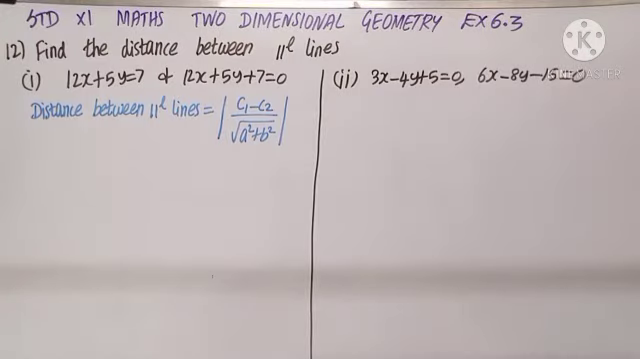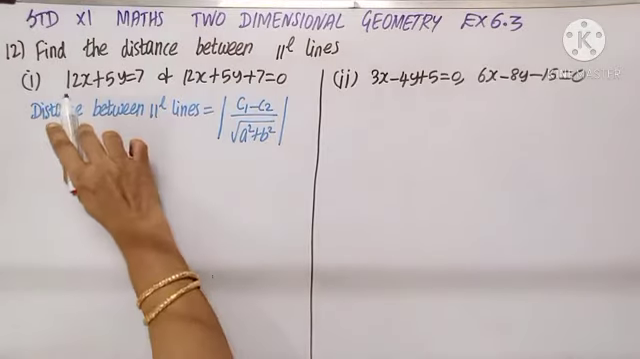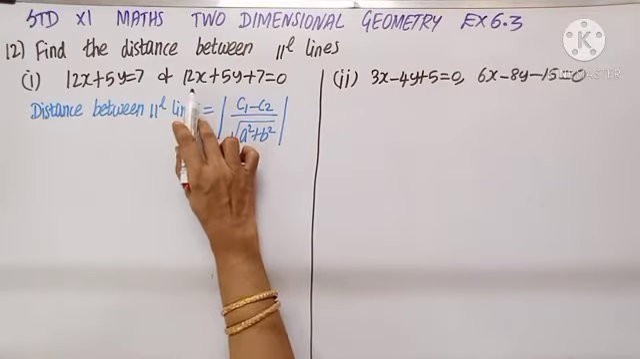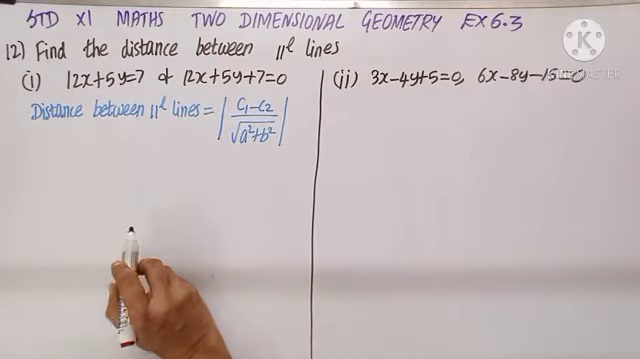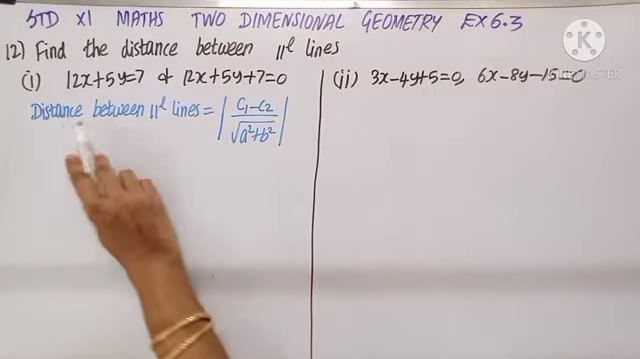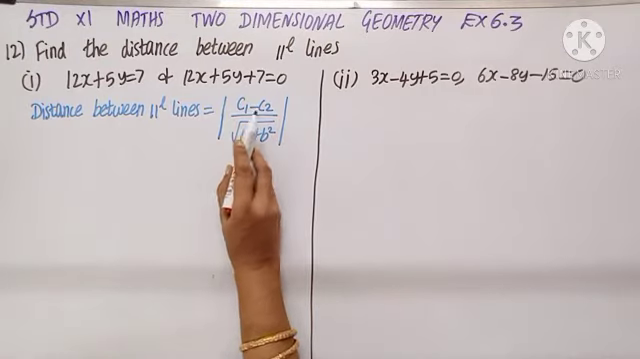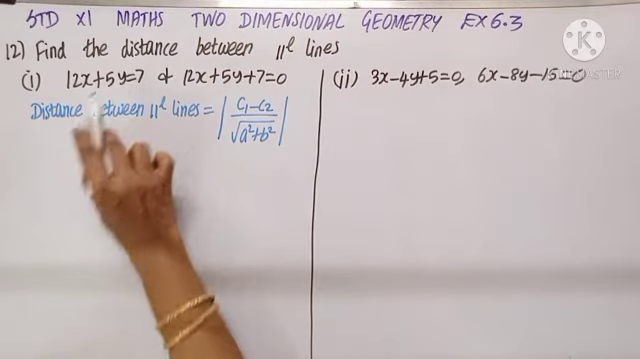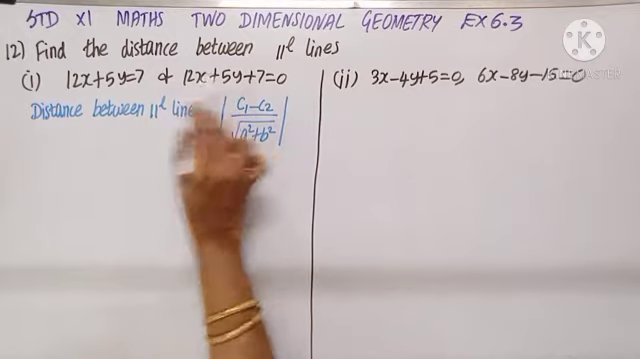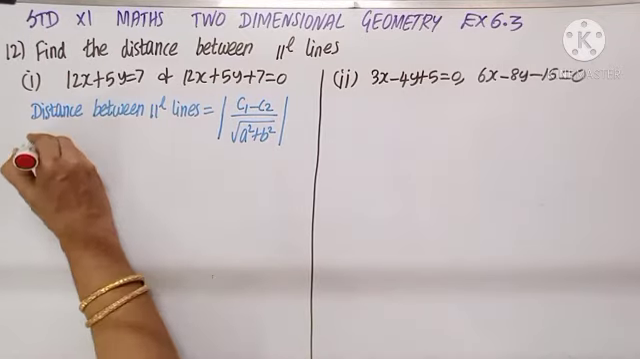Question number 12. Find the distance between the parallel lines 12x plus 5y equals 7 and 12x plus 5y plus 7 equals to 0. We know the formula: distance between parallel lines is C1 minus C2 by root of a square plus b square. Let us rewrite the equations having the constants in the left side itself.